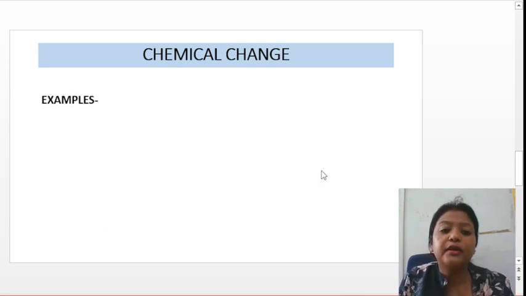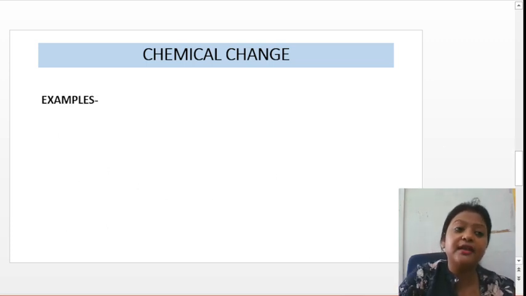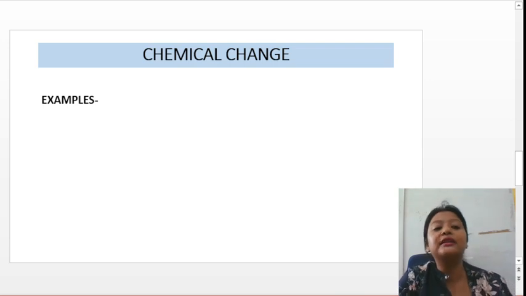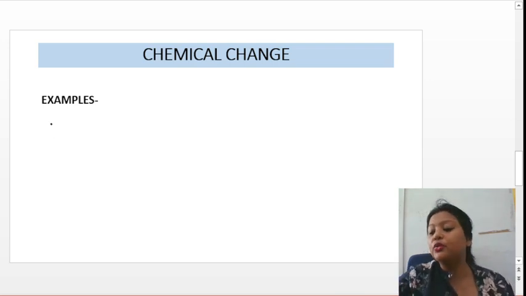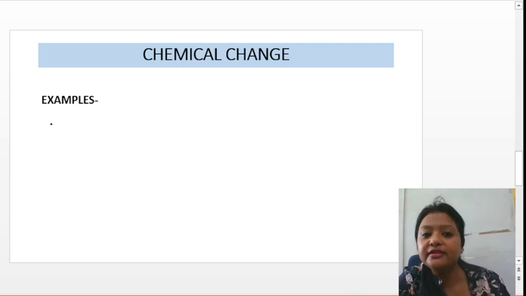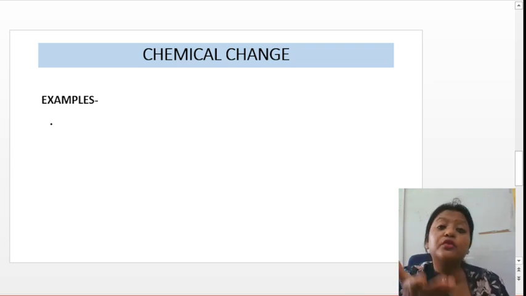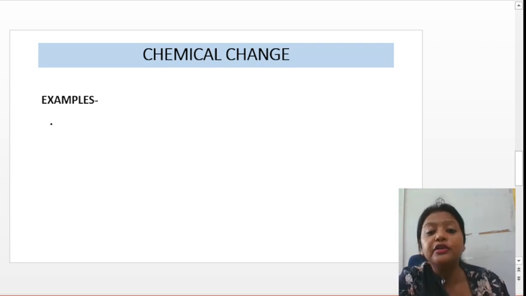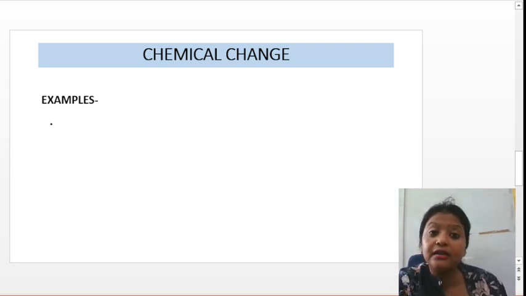Now, what are the examples? Very easy and important also. Now you can tell me the examples. Suppose when you cook food, it's a chemical change, because the molecules are changing. The taste is changing, and color changes also occur, so there's a chemical property change. Also, you have seen that when you cut a vegetable and keep it in the open, the color changes. That's a chemical change.